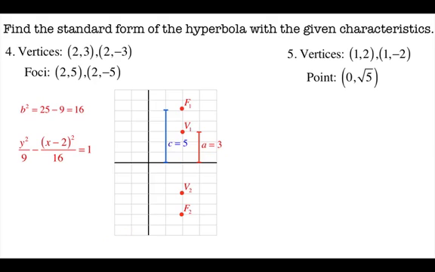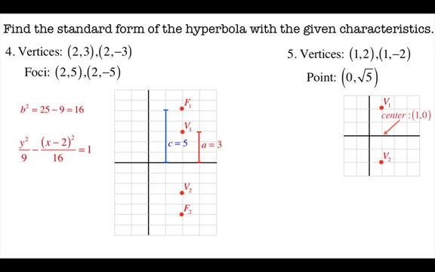So different information. Now you have the vertices and a point: (0, √5). If you sketch the vertices, you can find the center very easily: (1, 0). And then at this point, this gives me my A. It's opening up and down because the vertices are on a vertical transverse axis. A is equal to 2, and I need to find my B.